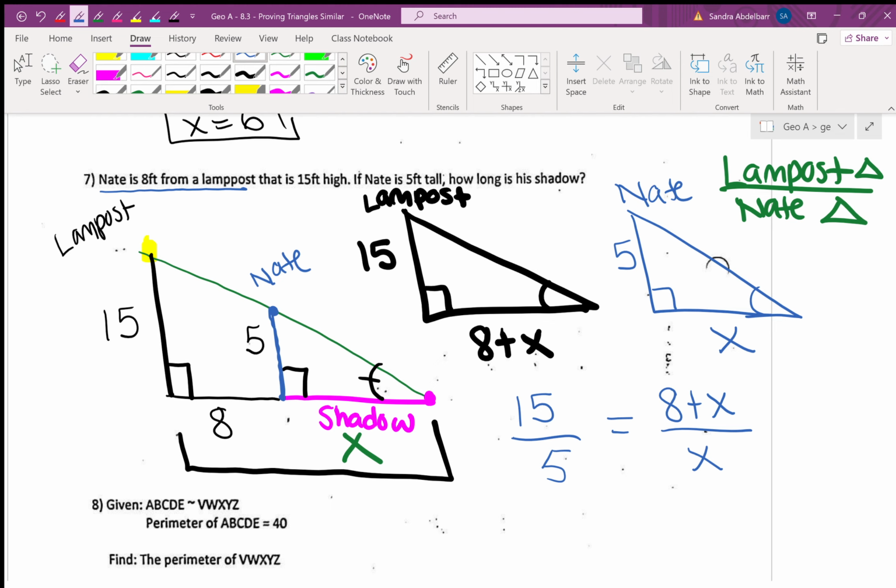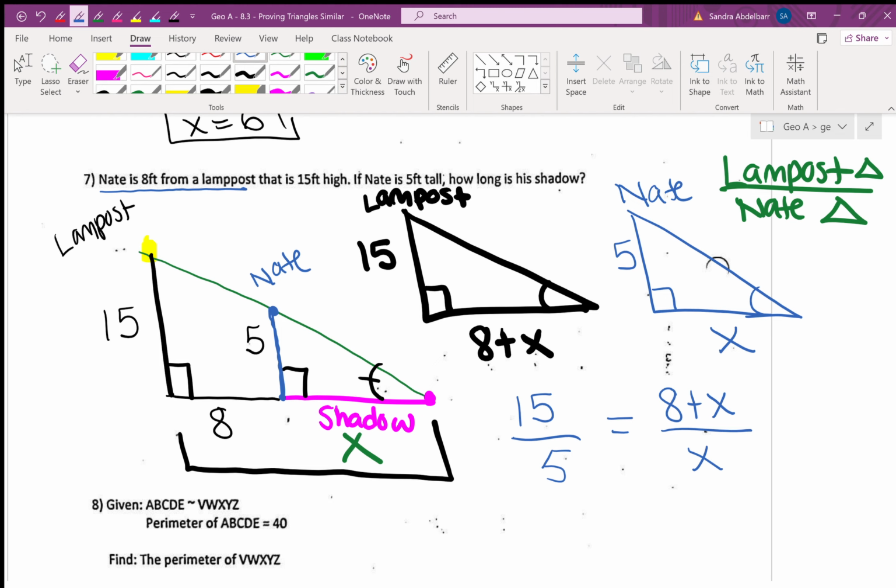Have I lost anybody? Yes, who? Scion. Scion, you're doing other work for another class. Scion. All right, anybody paying attention, not following along?